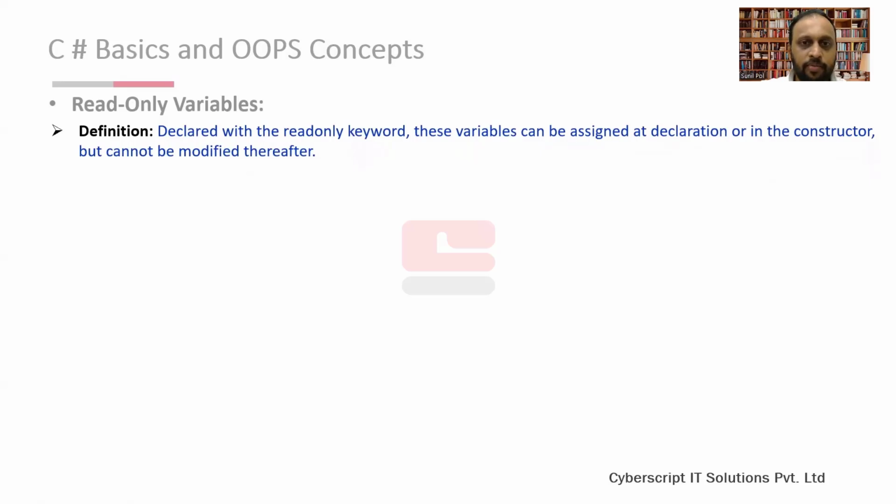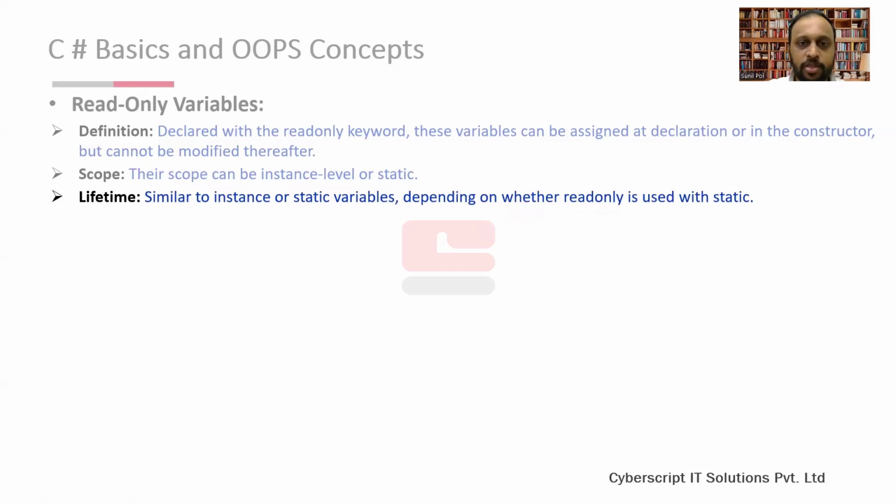Declared with the readonly keyword, these variables can be assigned at declaration or in the constructor, but cannot be modified thereafter. So what is the scope of the read-only variables? Their scope can be instance level or static level. If we are using the static keyword at the time of declaration, then the scope of the read-only variable would be at static level only. Otherwise, it would be at instance level.